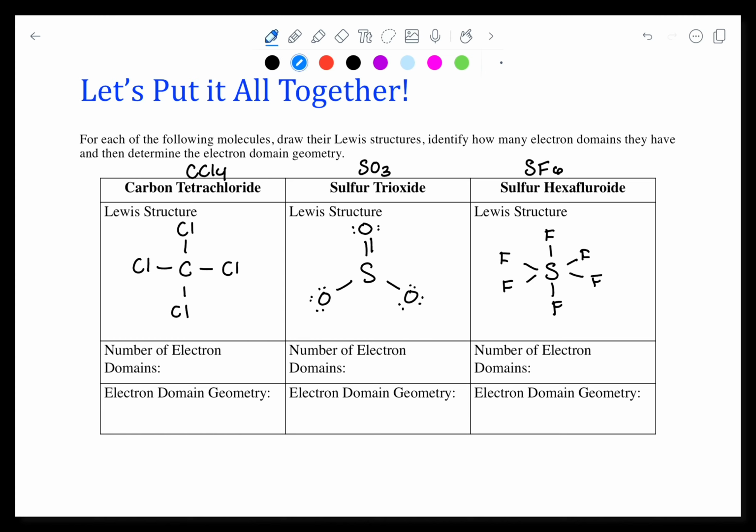So let's look at electron domains. Carbon tetrachloride has 4 bonds, no lone pairs, that's 4 electron domains. Sulfur trioxide has 3 sets of bonds and no lone pairs, so that's 3 electron domains. And then sulfur hexafluoride has 6 domains because it has 6 bonds. So for electron domain, 4 electron domains is tetrahedral. We've done that a lot this lesson. 3 electron domains is trigonal planar. Okay, and then our final one for 6 electron domains, that's our big one, that's octahedral.